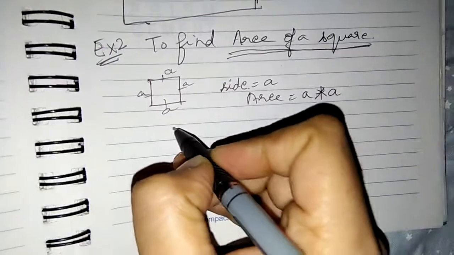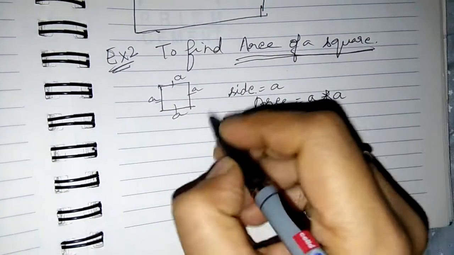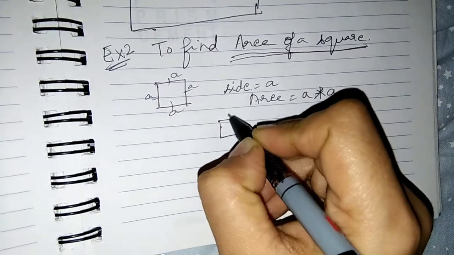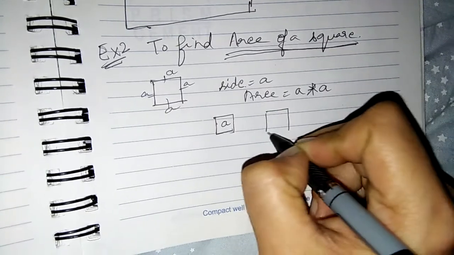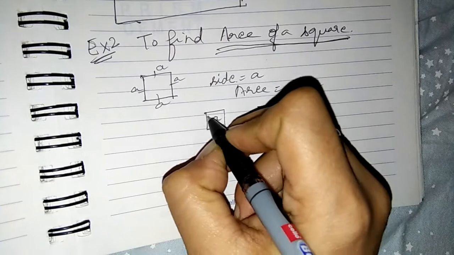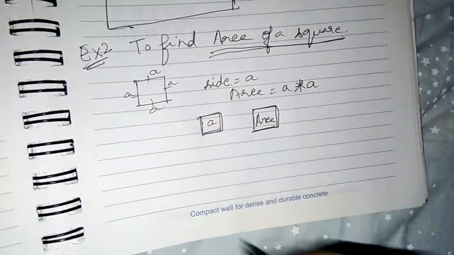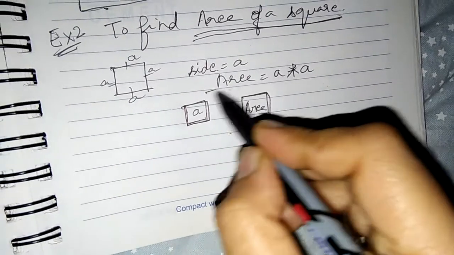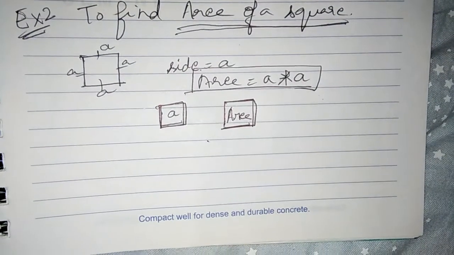So how will we write the program? How many variables do we need? One variable we need is the side, and the other variable I need is the area. Now this will be my input and this will be my output. And what will be the process? The process would be applying this formula, that is, area is equal to A into A.